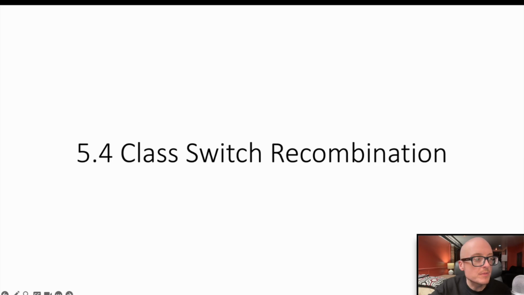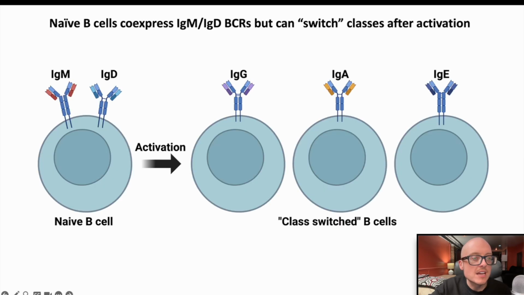So if we jump into looking at class switch recombination, I'll remind you that all B cells start their lives co-expressing two isotypes of immunoglobulin. Those were IgM and IgD. And you can see here that these are the B cell receptor forms, but there are also secreted antibody forms of these immunoglobulins as well, at least in the case of IgM. But during the naive state, IgM and IgD are co-expressed and either can serve as a B cell receptor.